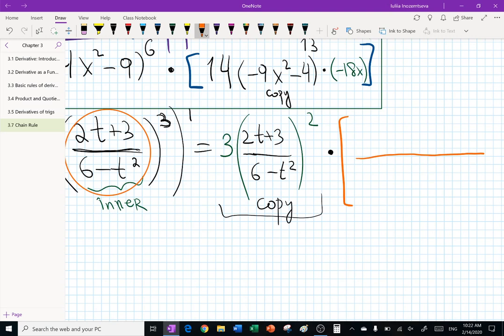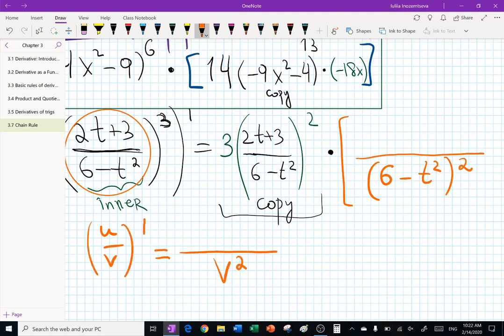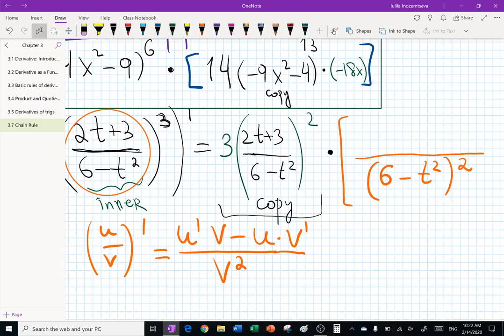I always recommend starting with squaring the denominator, because then you don't forget to do it. 6 minus t squared, squaring the denominator. Then the quotient rule says u prime v minus u v prime. Remember, for u over v prime, you square the denominator and don't touch it. Don't simplify, don't expand the square of the difference. Just leave it. Then u prime v minus u v prime. Order matters here because of the negative sign. I recommend starting with differentiating the top, but you don't have to.